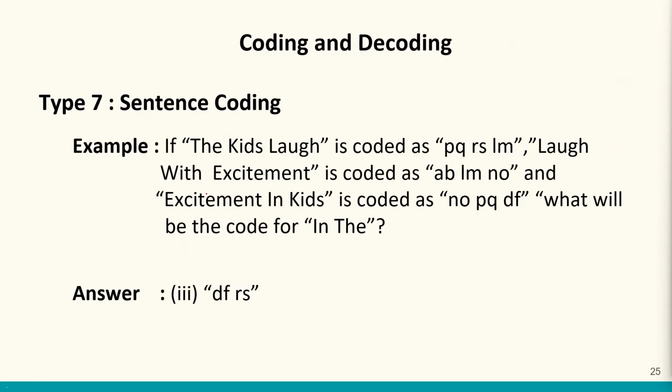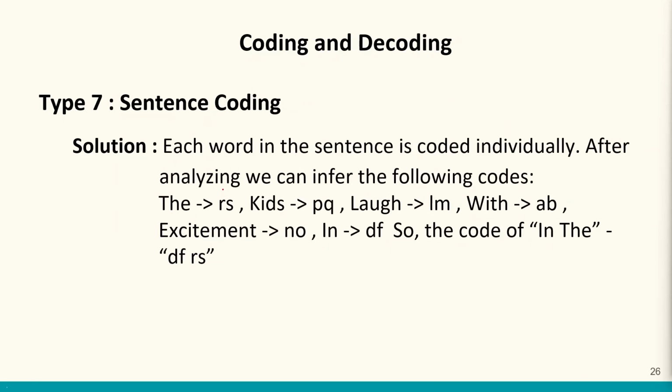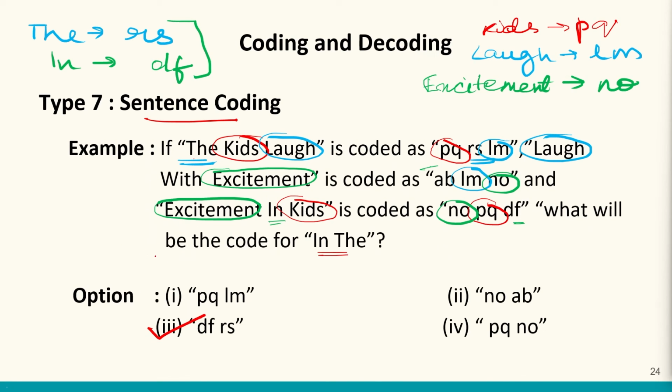So over here is the solution, and the code is DFRS. If we have to find the code for with, because with is not mentioned anywhere, the code for with will be the only remaining letters, which is AB. With will be AB. So in this manner, we can find the code for all the words.